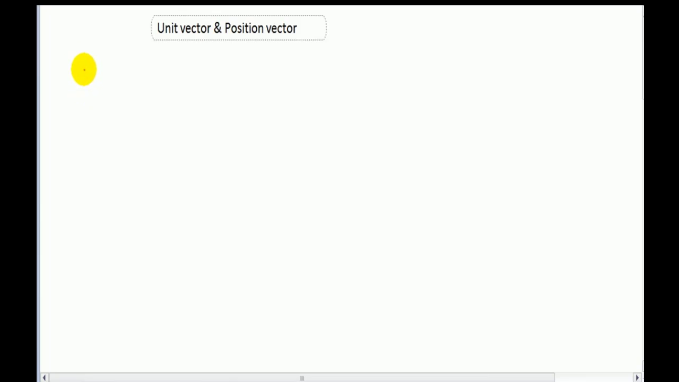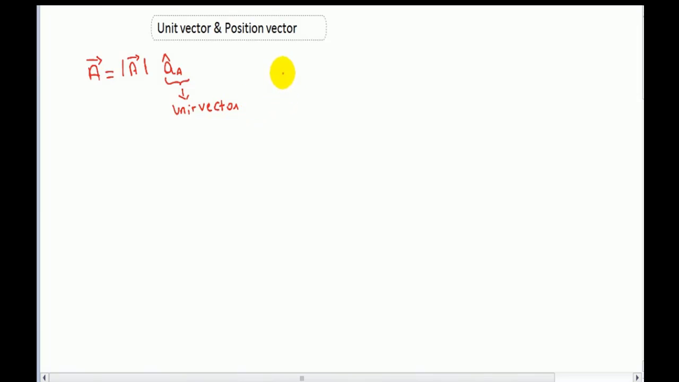So first is unit vector. So if we see, a vector is one which is having its magnitude and some direction, and that direction is given by this unit vector.